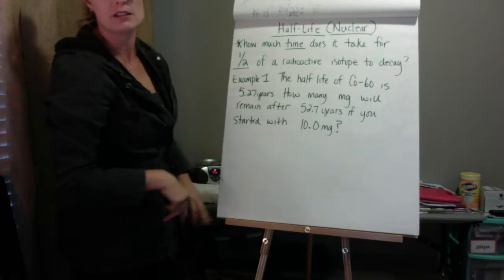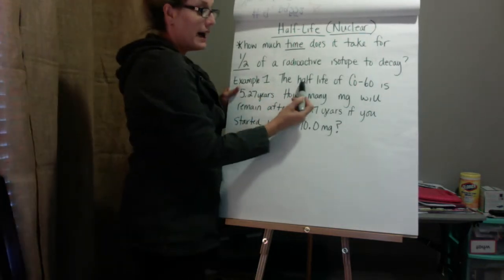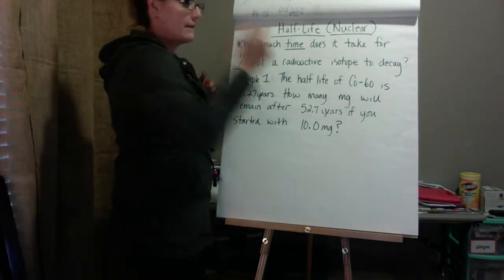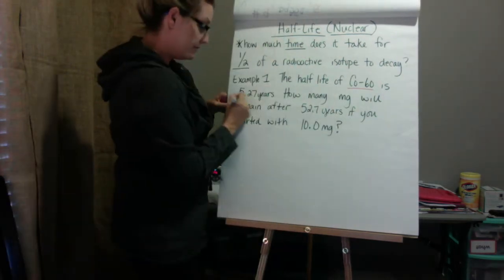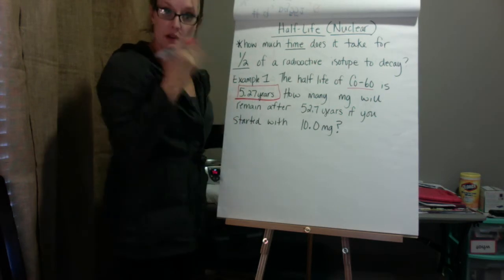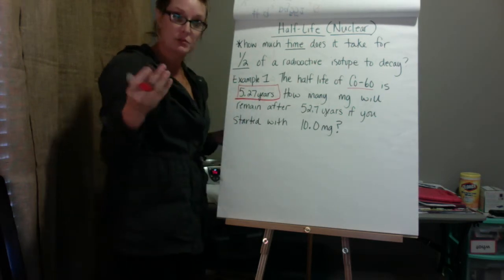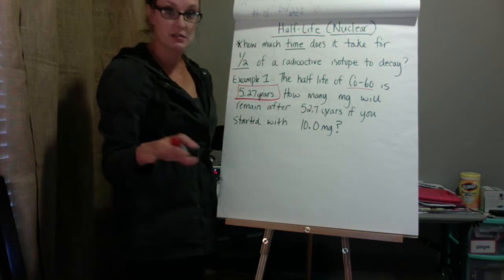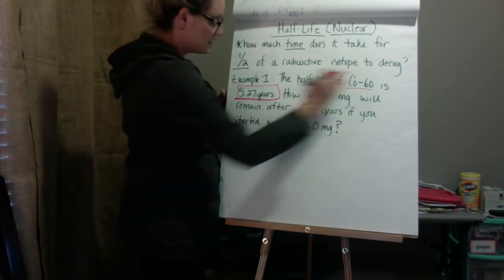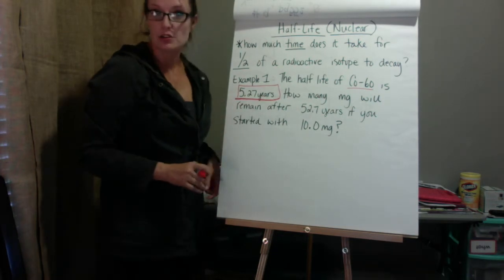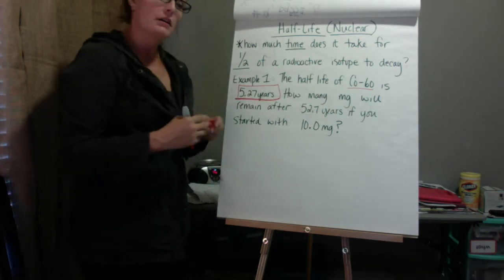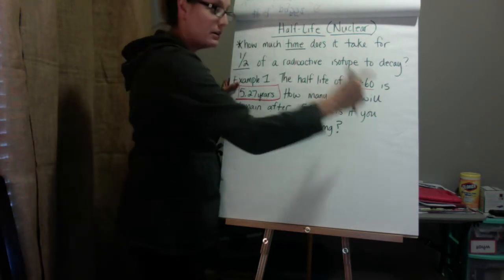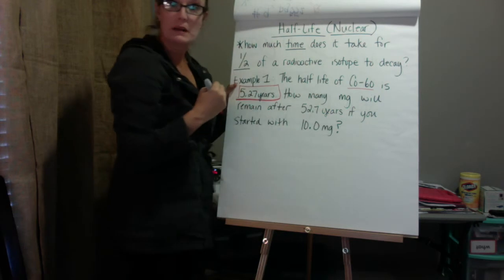Alright, for example, look at this example problem. The half-life of cobalt-60, this is your isotope, is 5.27 years. We know the half-life of all the isotopes, right? We don't have them memorized, but they're written in a book because some scientists, nuclear physicists, have no life. So cobalt-60 is 5.27 years. That means every time 5.27 years pass, half of a sample of this isotope will be gone.